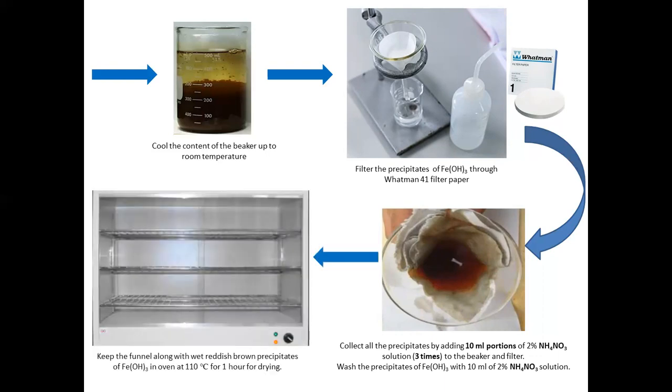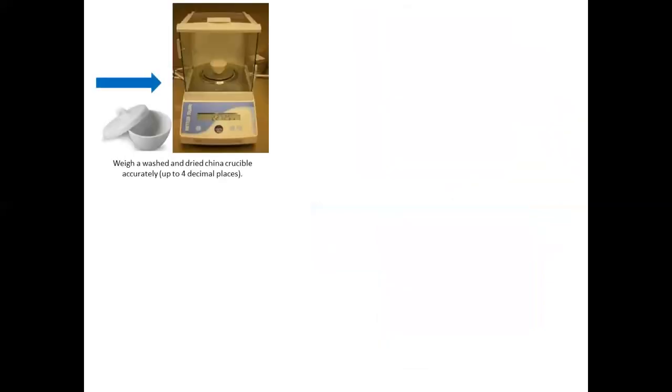Then you have to keep the funnel along with wet reddish brown precipitates of Fe(OH)3, which is ferric hydroxide, in oven at 110 degrees centigrade for 1 hour for drying purpose. So this will absorb all the moisture present in the precipitates. Meanwhile, you have to take a washed and dried china crucible and you have to weigh it accurately up to 4 decimal places.